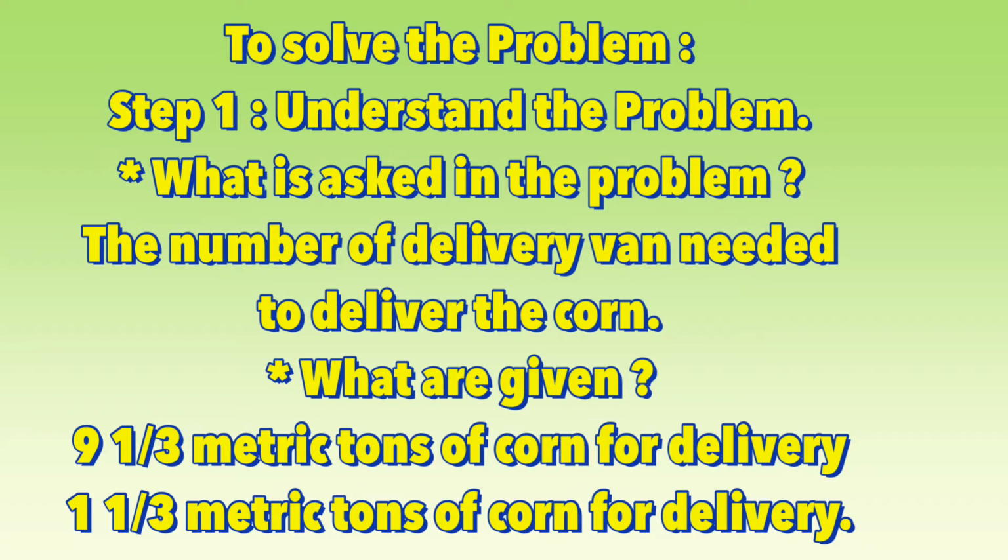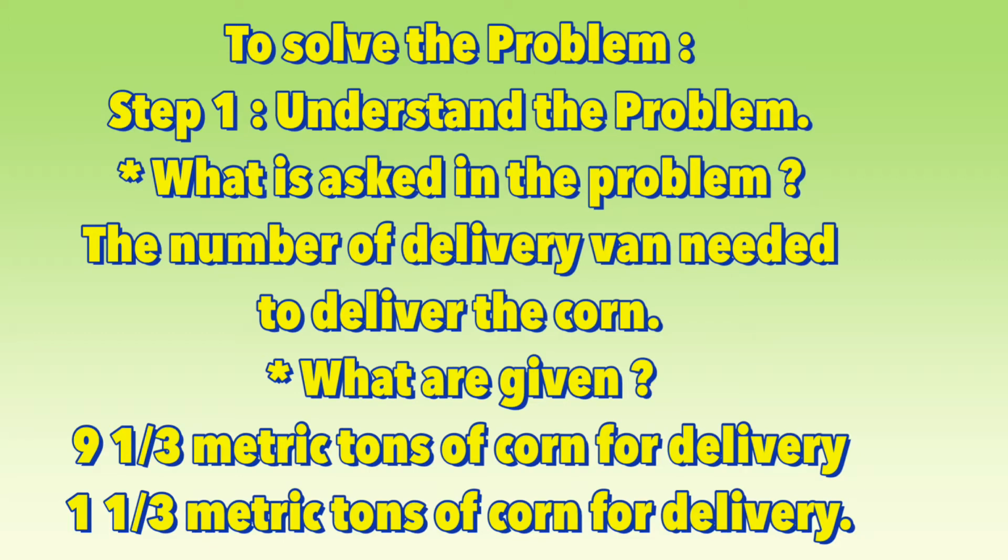And another question that we're going to create from the understand the problem: what are given? So the given facts are 9 1/3 metric tons of corn per delivery and 1 1/3 metric tons of corn per delivery van. Step 2, plan what to do.